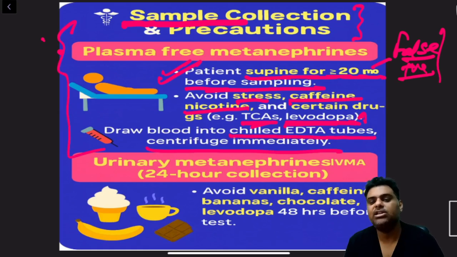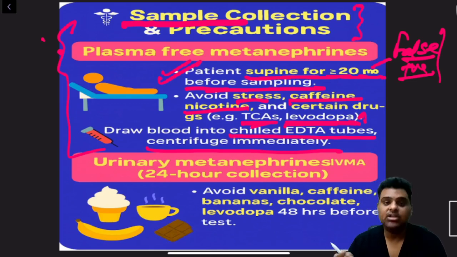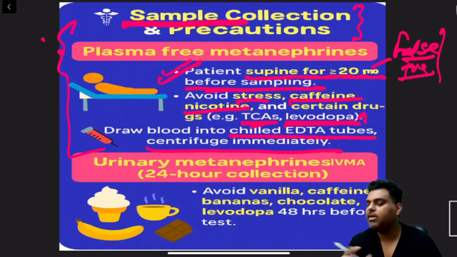This is a very practical thing, because if you do not do this, you have to ask the patient, you have to keep the patient in supine position. You have to keep the patient drug free if the patient is taking antidepressants, levodopa. Plus you should take care that the patient should be stress free, no caffeine, no nicotine. Now, a very important point. I am telling you for the practical purpose.